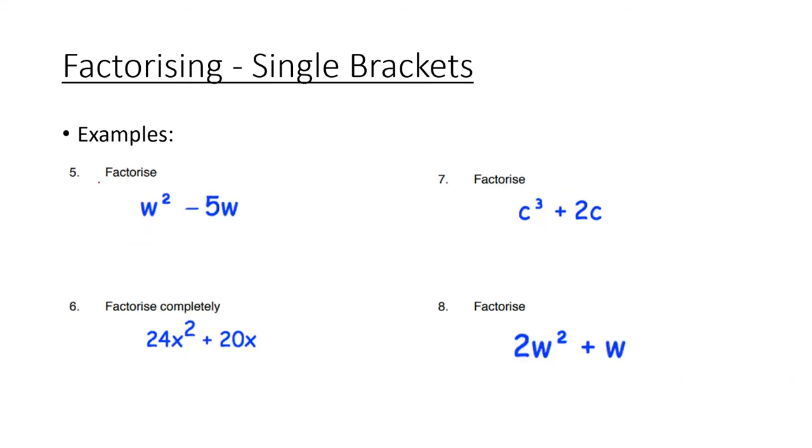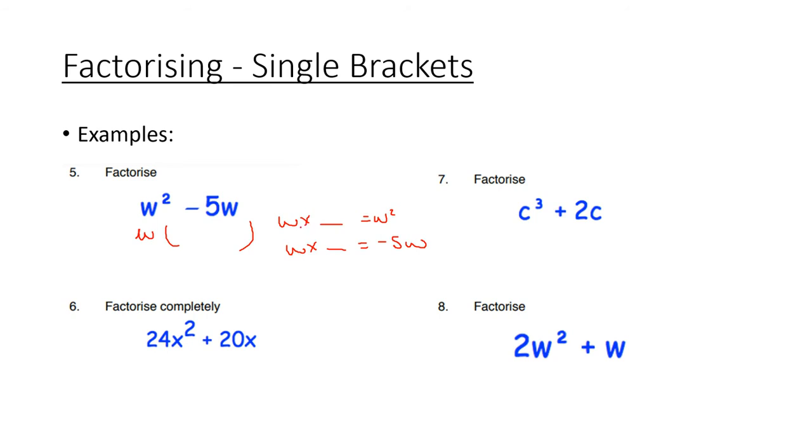So example 5, w squared minus 5w. Again, what's common between these? It's the letter w. So we write a w and open our brackets. w times by what gives me w squared, and w times by what gives me minus 5w.